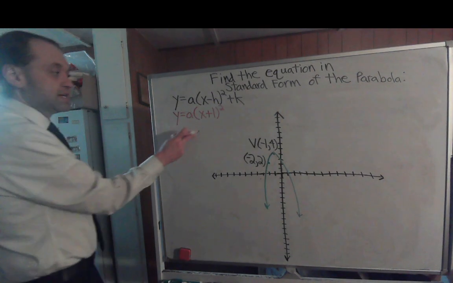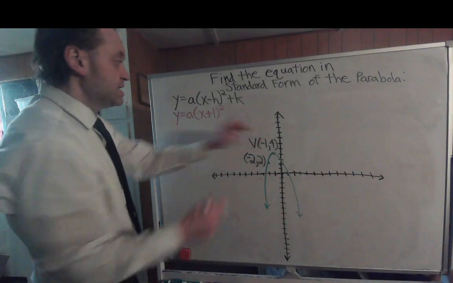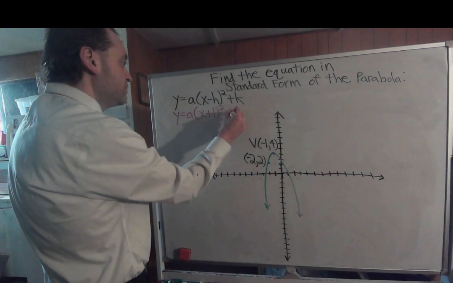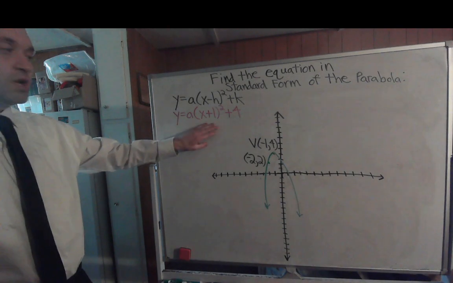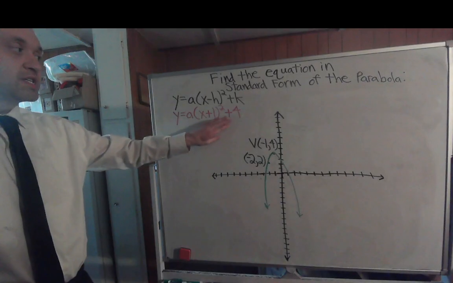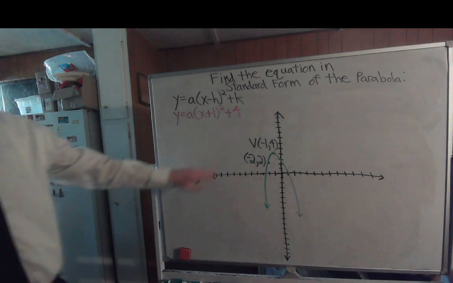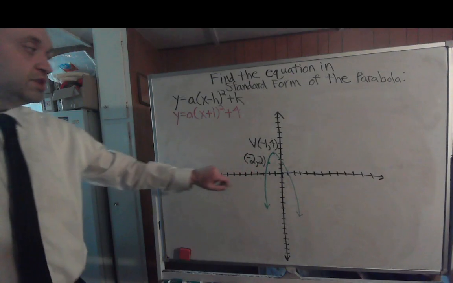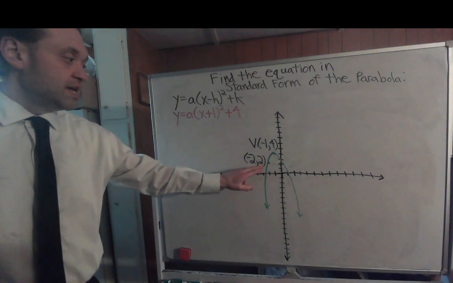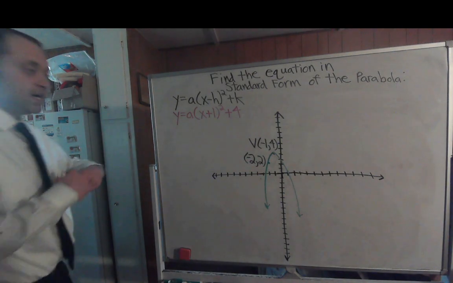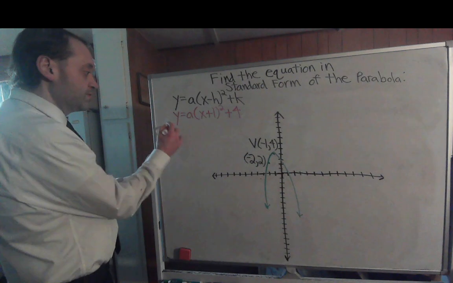That quantity raised to the second power, then your k is +4. So we're off to the start with y equals a times the quantity of x plus 1 squared plus 4. Now this point it passes through -2, 2, so that -2 will stand in for x in this equation. That +2 will stand in for y.